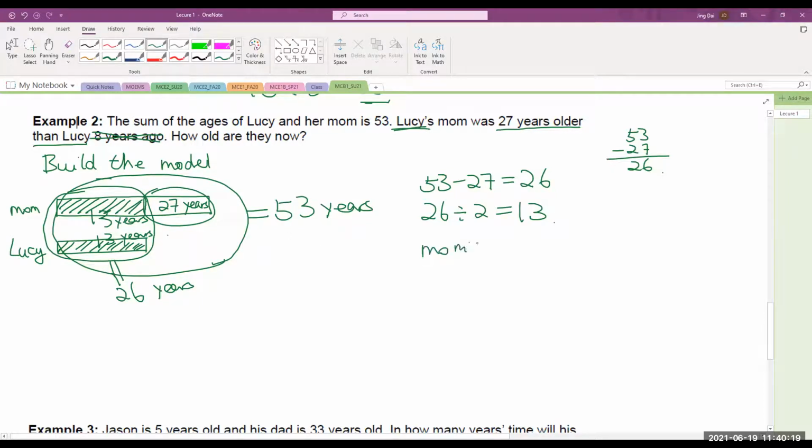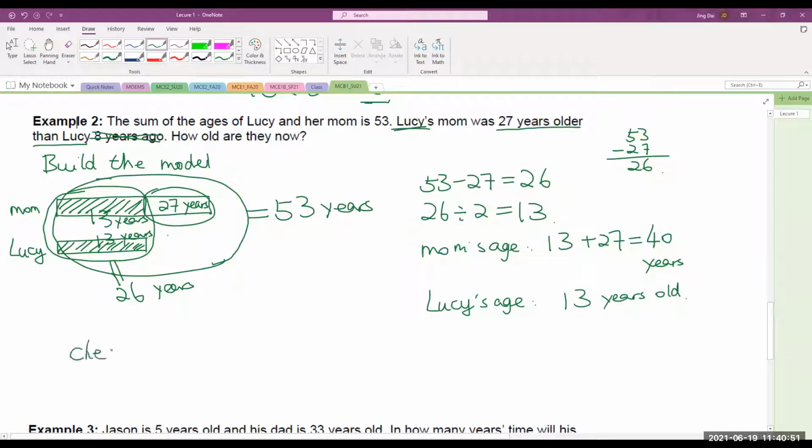So mom's age would be 13, that shaded bar here, plus 27. Quickly do the calculation. It's 40 years. Mom is 40 years old. And Lucy, it's easy. Lucy's age is just that one shaded bar. She's 13 years old.